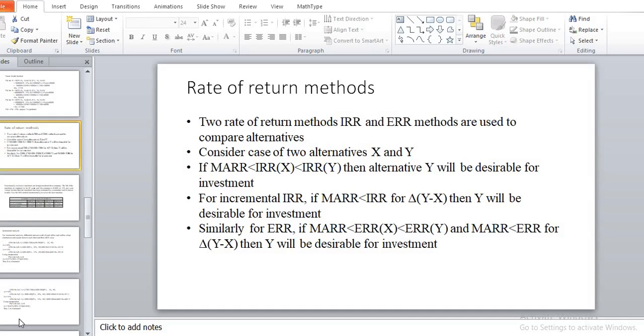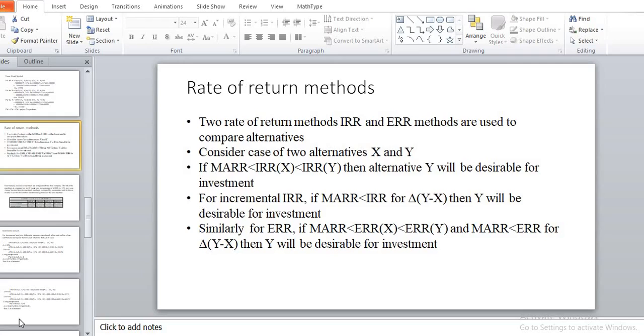So for the internal rate of return or external rate of return method, when the interest rate is larger than the MRR value, then you can consider that particular project economical or desirable. We can apply the rate of return methods for the comparison of alternatives or projects.